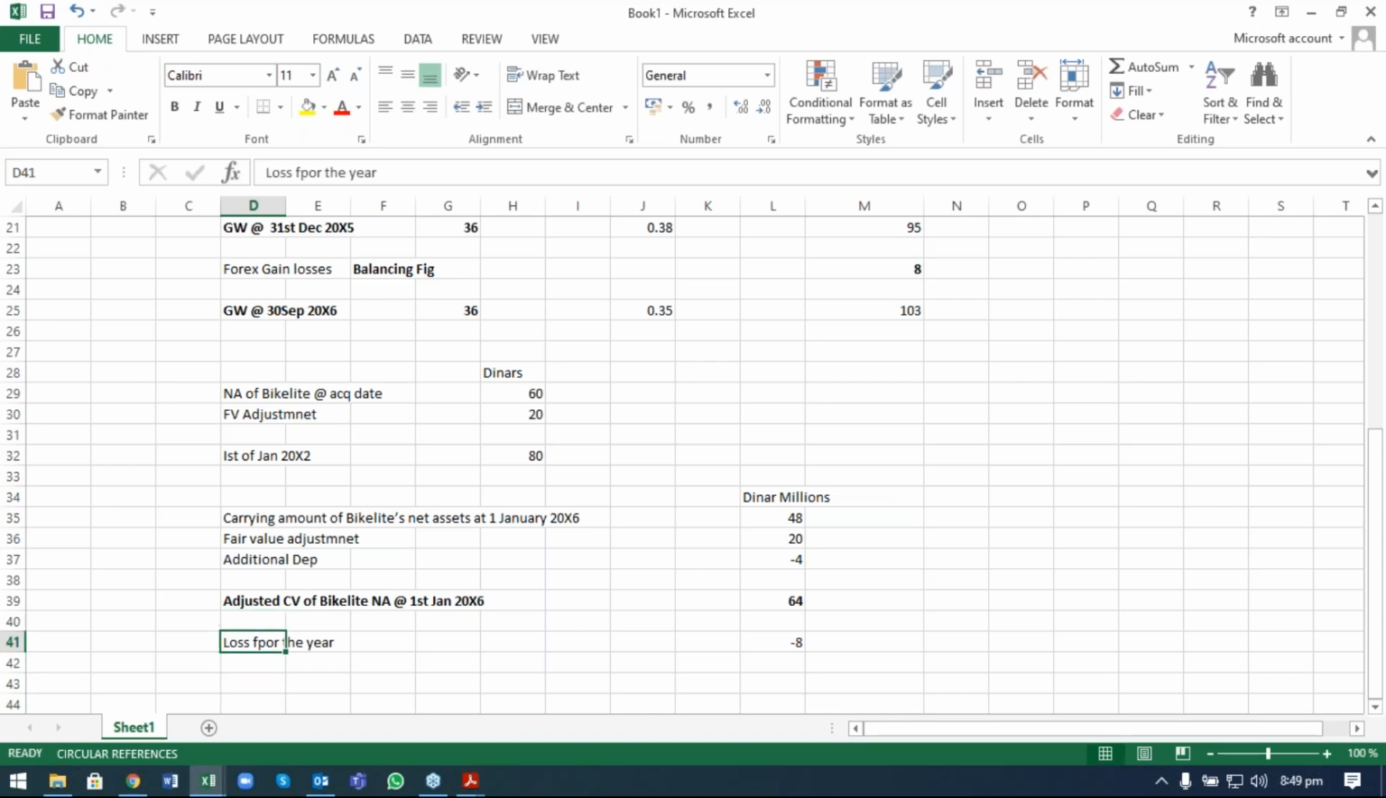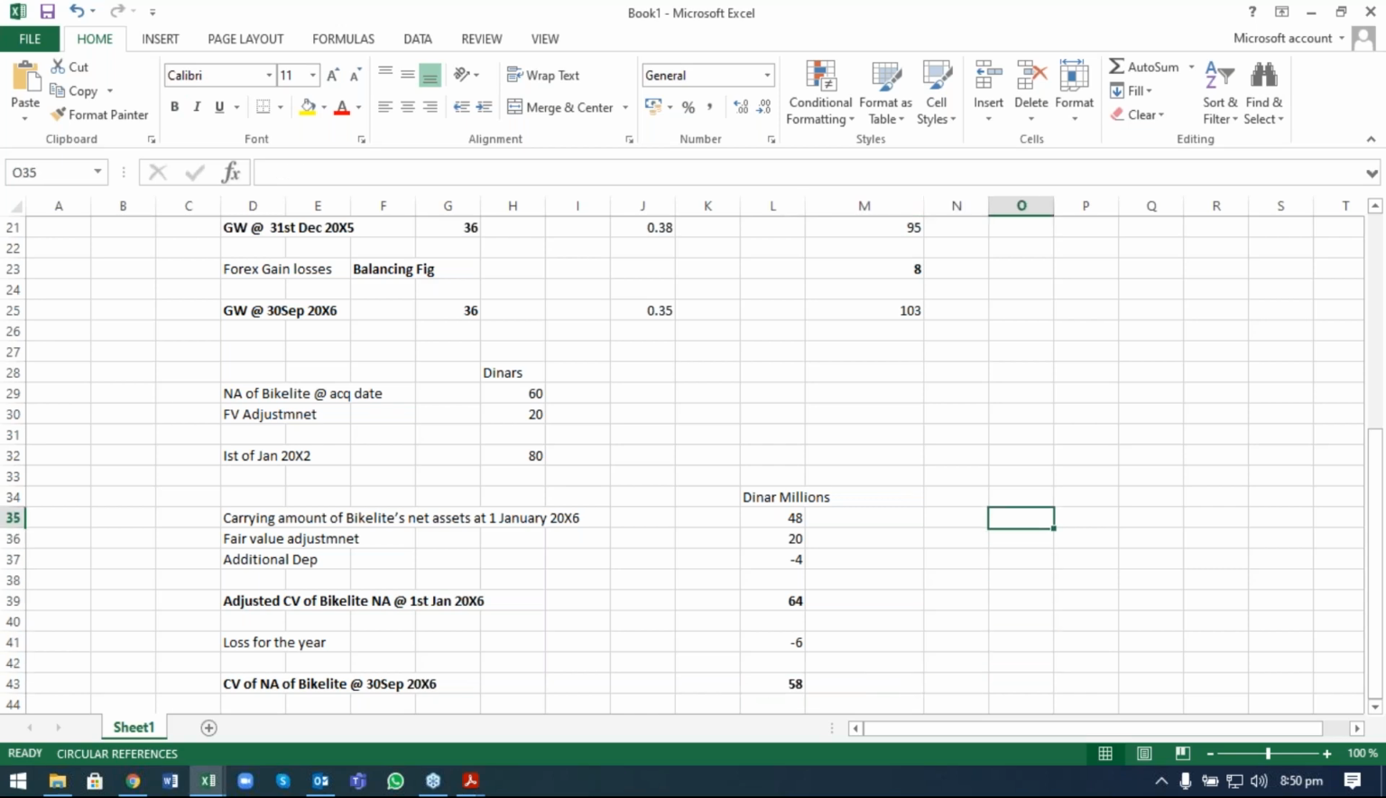Okay, loss for the year, but as the subsidiary was disposed of after 9 months, we have to consider the loss for only 9 months, divided by 12 multiplied by 9. This is the loss that should be accounted for. If you have considered this loss, this is the carrying value of net assets of Bakelite at 30th September 20x6, because afterwards you don't have the subsidiary available with you. So this would be the value.